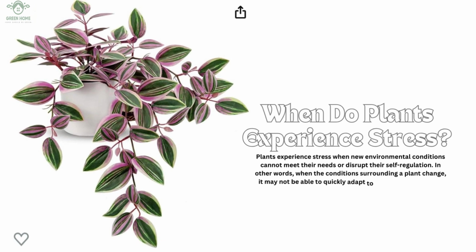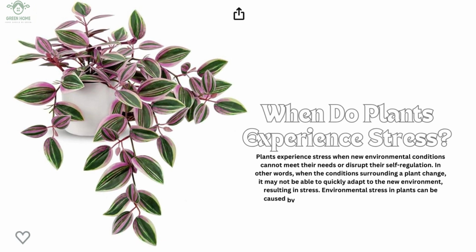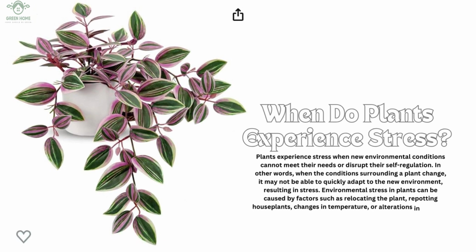When do plants experience stress? Plants experience stress when new environmental conditions cannot meet their needs or disrupt their self-regulation. In other words, when the conditions surrounding a plant change, it may not be able to quickly adapt to the new environment, resulting in stress. Environmental stress in plants can be caused by factors such as relocating the plant, repotting houseplants, changes in temperature, or alterations in the soil's composition.